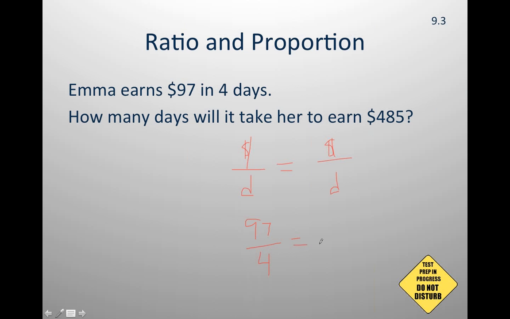On the second one, it says how many days. So since I don't know how many days, that's going to be D. I mean, if they knew the days, they wouldn't be asking. And so then she earns 485. Like that. Okay, so now this gets cross multiplied, 97D, and then that's going to be 4 times 485.